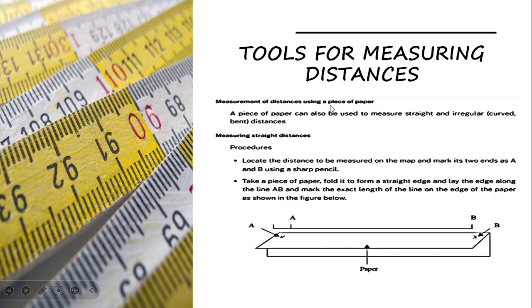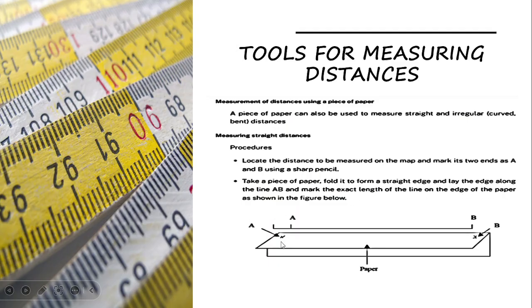Now, measurement of distance using a piece of paper. A piece of paper can also be used to measure straight and irregular, or curved or bent, distances. Measuring straight distances, the procedures are as follows. Locate the distance to be measured on the map and mark its two endpoints, maybe point A and B, using a sharp pencil. After locating them, take a piece of paper, fold it to form a straight edge and lay the edge along the line AB and mark the exact length of the line on the edge of the paper, as shown in the figure below.